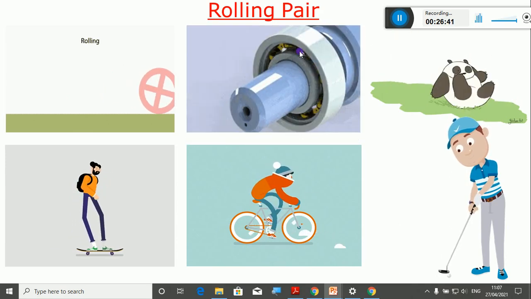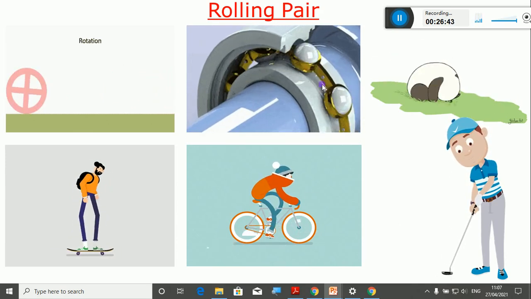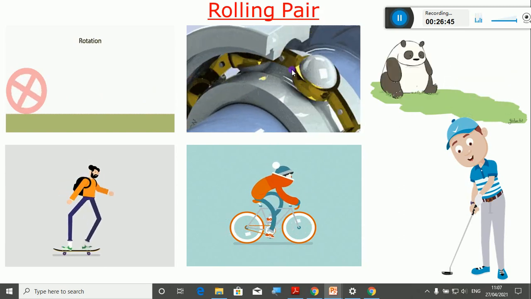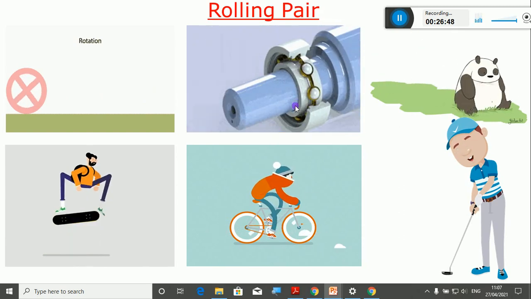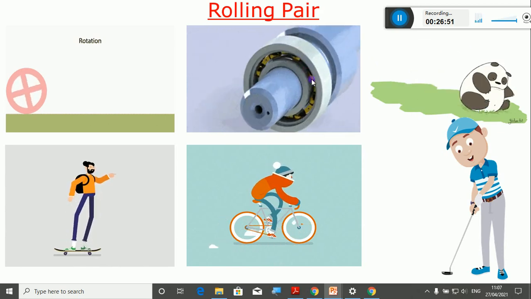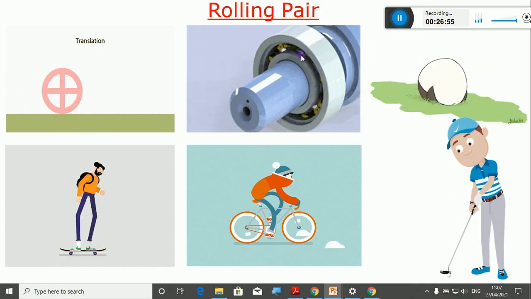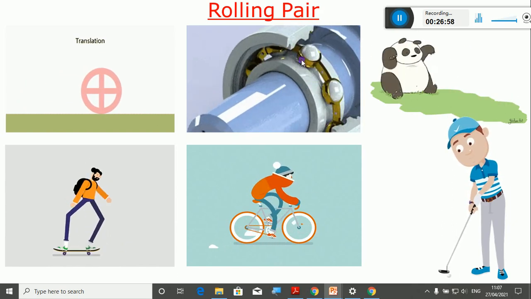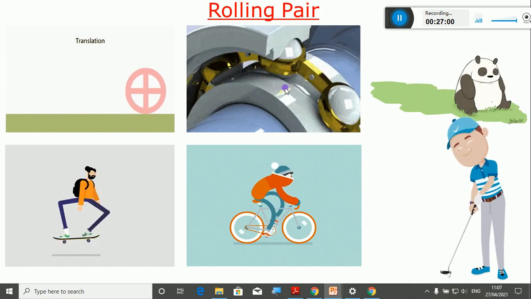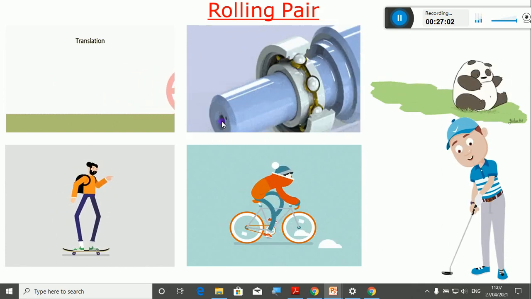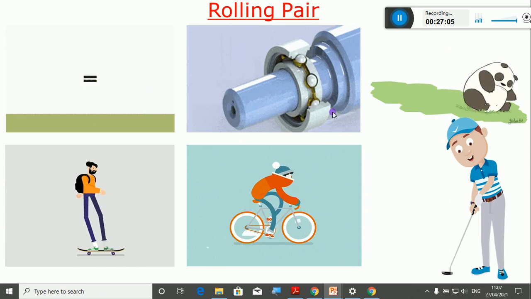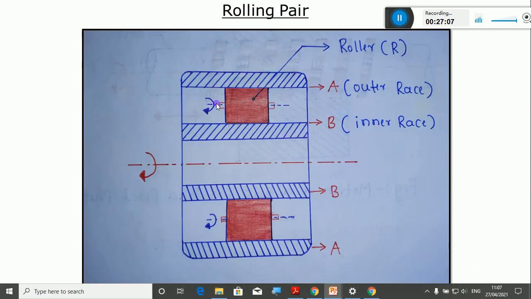So when you consider a roller bearing or ball bearing inside the shafts, they will be rotating about their own axis as well as the center of the shaft. The ball bearing is rolling with respect to its own axis as well as with respect to the axis of the shaft. So I'll give the figure of this one, rolling pair. This is a cylindrical bearing, you can say, or a roller bearing.